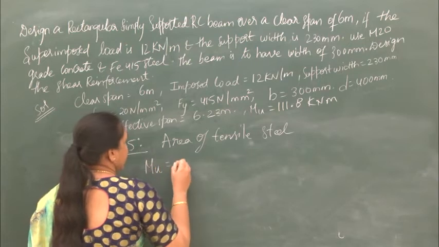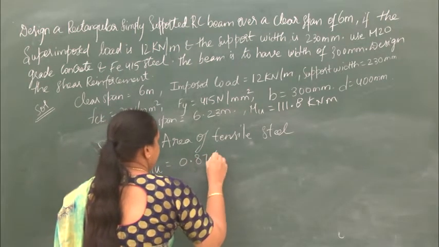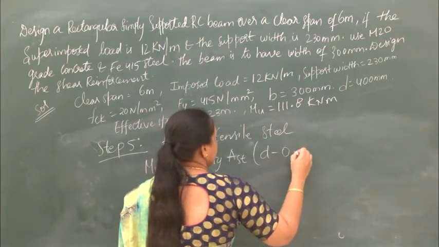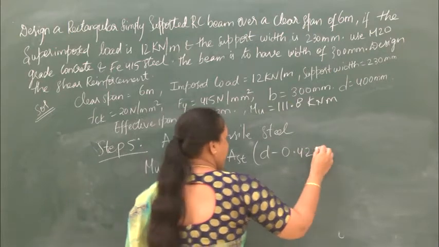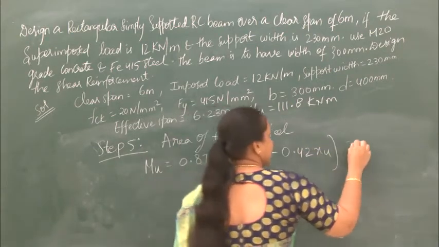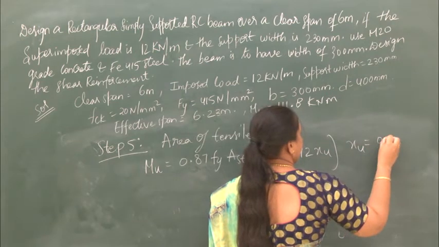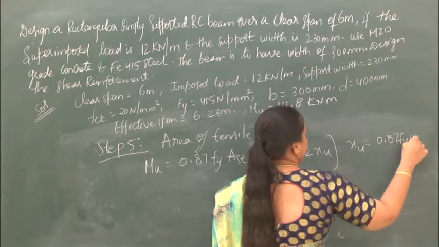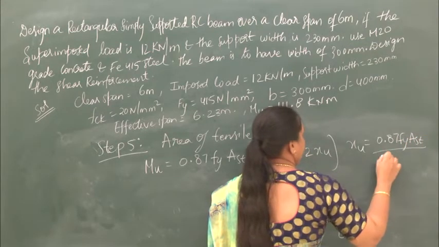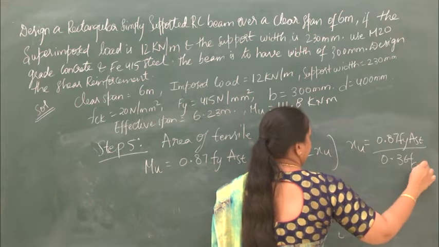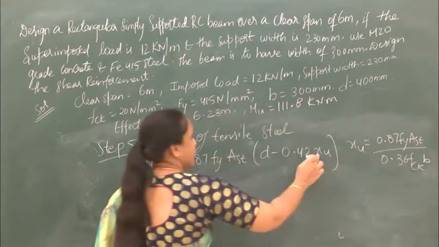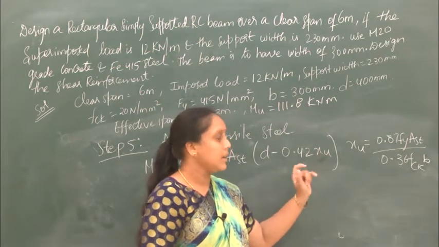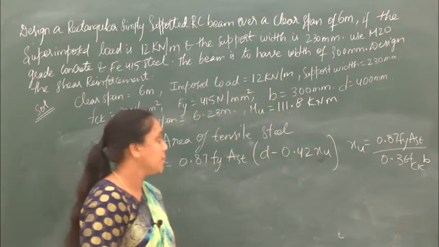By using the formula Mu = 0.87 Fy AST (d − 0.42 Xu), in place of Xu, what you have to substitute? Xu is equal to 0.87 Fy AST divided by 0.36 fck b. You have to substitute this equation here in this particular Xu.